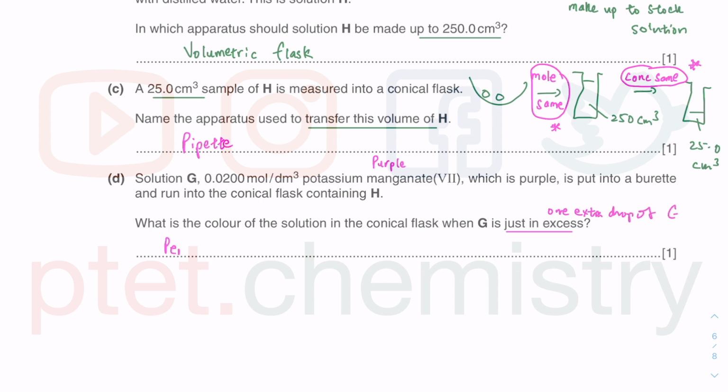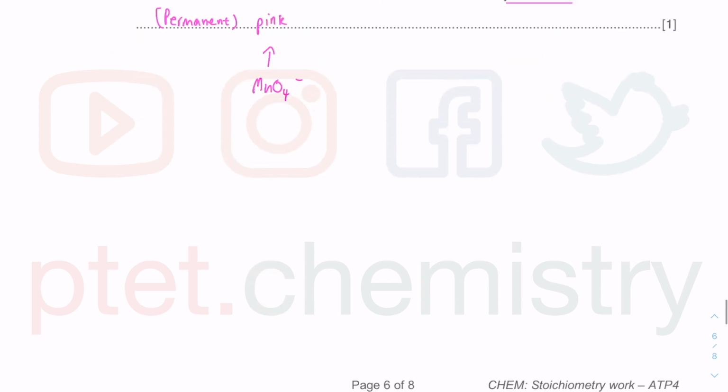You will get a permanent pink color, so it doesn't go away because it's in excess by 1 drop. It's not a purple color because it's just 1 extra drop, very diluted in the presence of a large amount of water in the solution, but it's so intense that it's going to color the whole solution a little bit pink. That pink is a result of MnO4-, which is what you're adding in excess, just by one drop, so that you know there's the end point there.